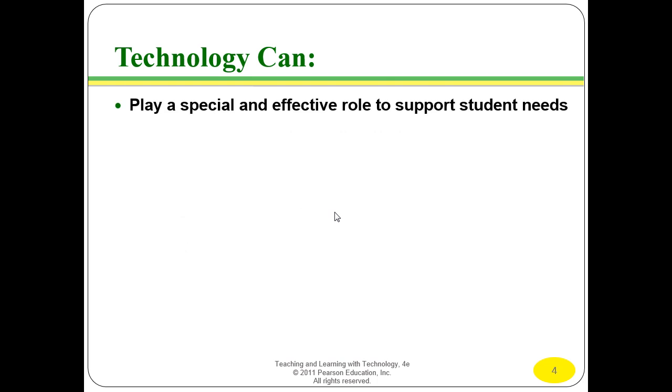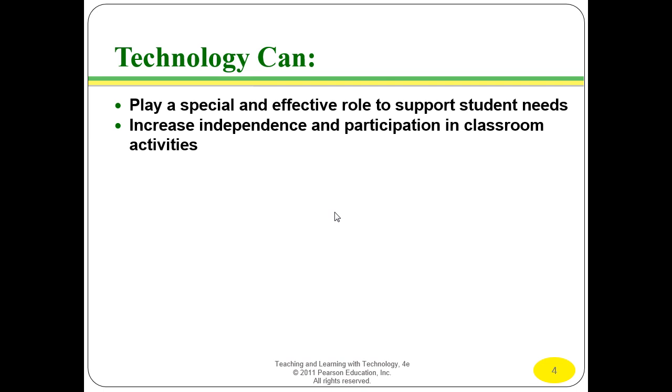But now, what can technology do? Well, it can play a special and effective role to support student needs. We can use that technology as part of the process of teaching and learning. It can also increase independence and participation in classroom activities. We have enough personal computers for them to be able to use. They can work at their own pace. They can be self-motivated, self-paced, and learn at a rate that would be comfortable for them.